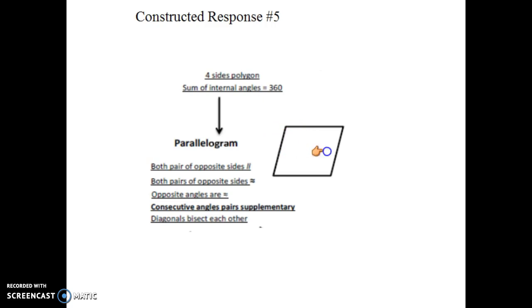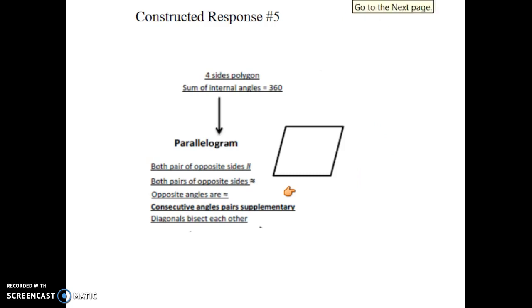Both pairs of opposite sides are parallel. This is the symbol for parallel. Both pairs of opposite sides are congruent, so their measures are equal to each other. The opposite angles are also equal to each other. Consecutive angles are supplementary. That means that if they are consecutive, next to each other here, they add to 180. Remember, supplementary says they add to 180. And then the diagonals bisect each other.